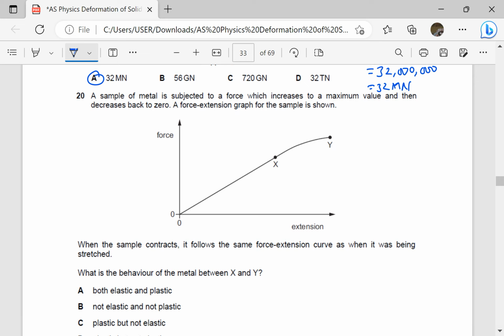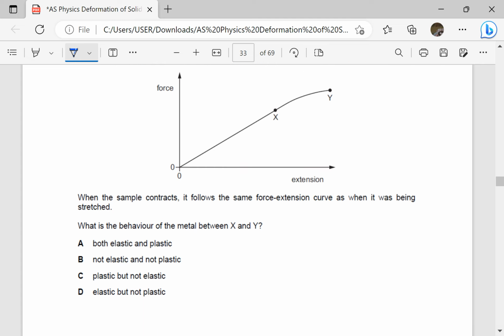A sample of metal is subject to a force which increases to a maximum value and then decreases back to 0. A force extension graph for the sample is shown. When the sample contracts, it follows the same force extension curve as when it was being stretched. What is the behavior of the metal between X and Y? They said it follows the same force extension curve as when it is being stretched. So that is when it contracts.